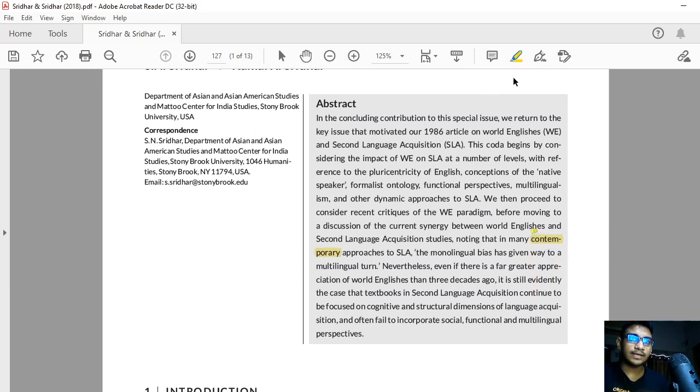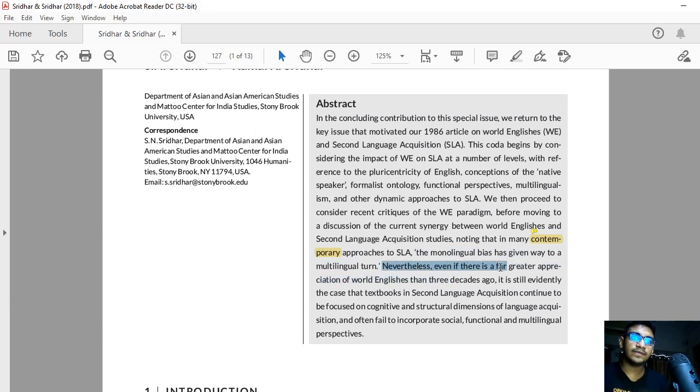The monolingual bias has given way to a multilingual turn. So here it means that before, people used to think that monolingual people in English are better suited to learning and using English, but it has given way. This means that it has gone away, and another thing has replaced it as the established norm, as the consensus. So this is the multilingual turn. Here again he's saying that WE theories, world Englishes scholars, influenced SLA scholars to change their perspective about monolingualism and multilingualism.